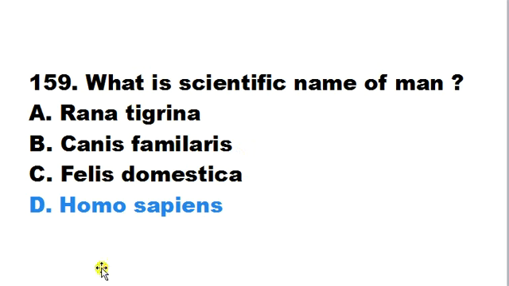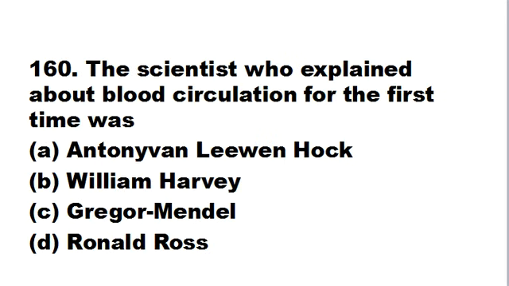The scientist who explained blood circulation for the first time was Antony van Leeuwenhoek, William Harvey, Gregor Mendel, Ronald Ross. So here the correct answer is B. William Harvey was the first scientist who explained the function of the heart as well as blood circulation for the first time. William Harvey is the scientist who discovered blood circulation in our body.